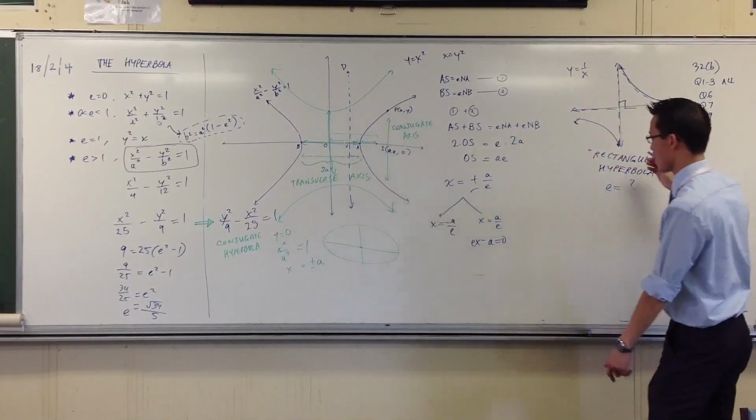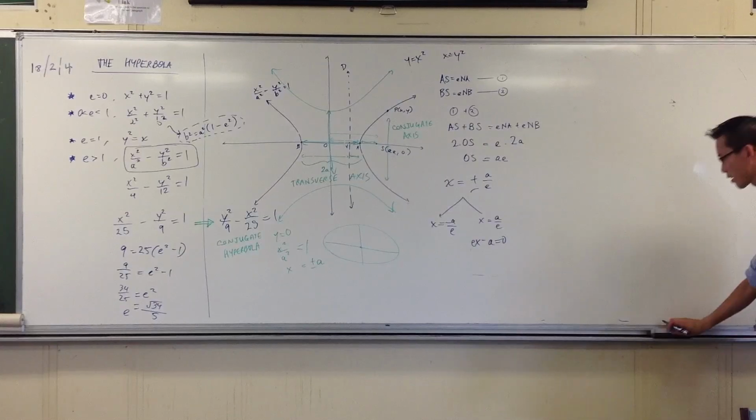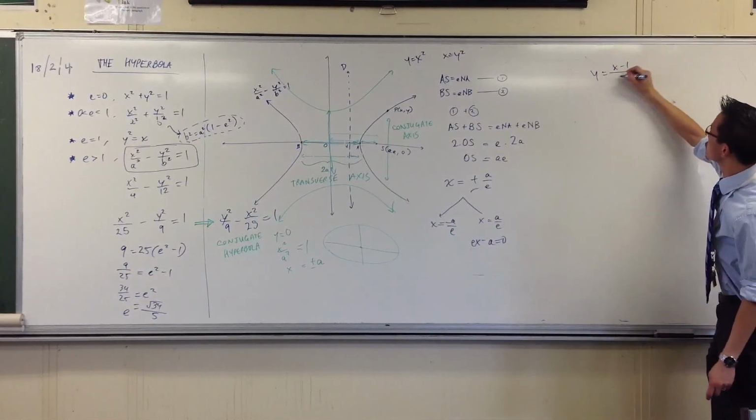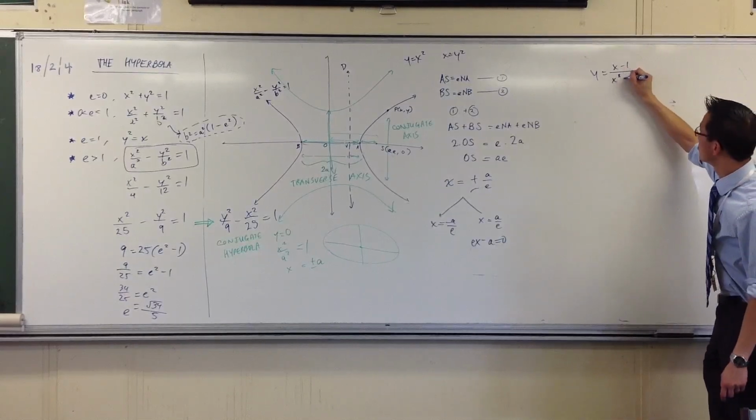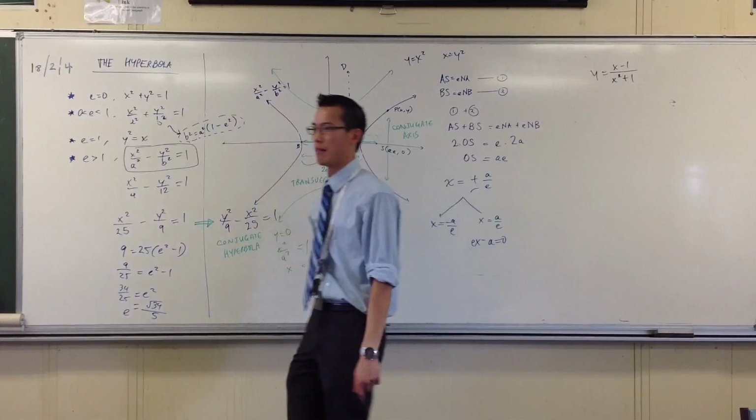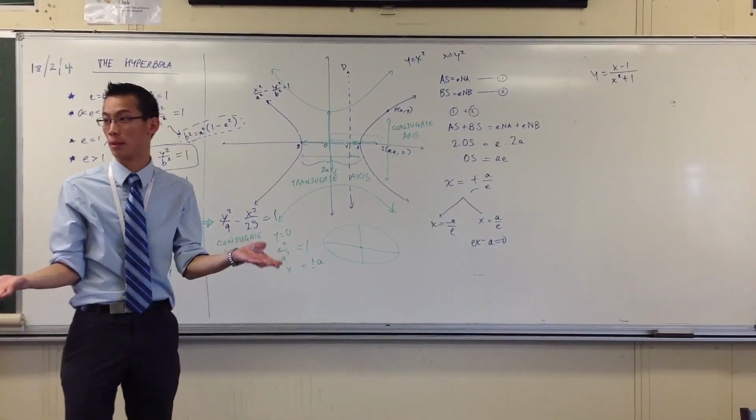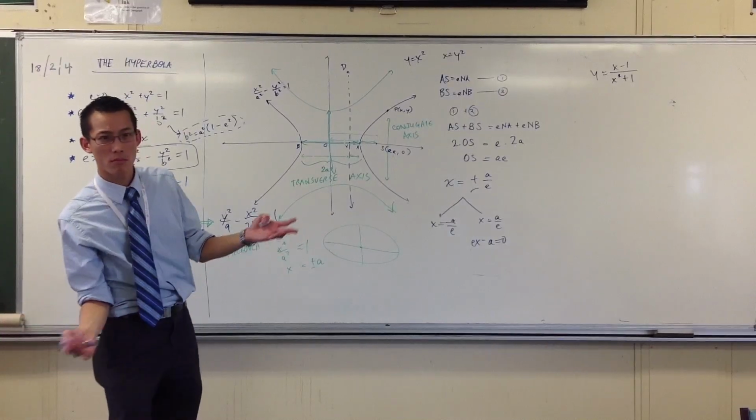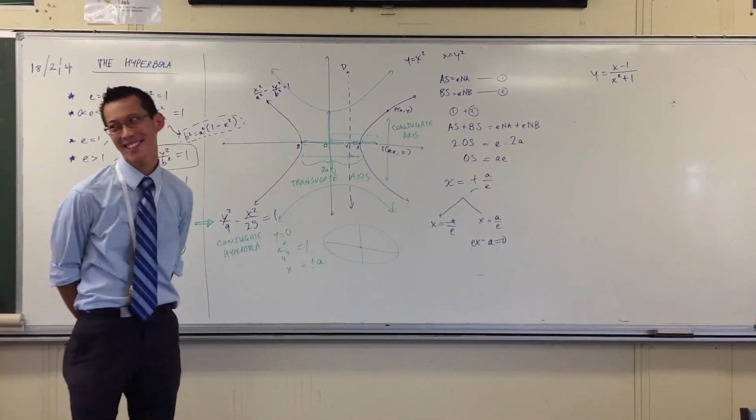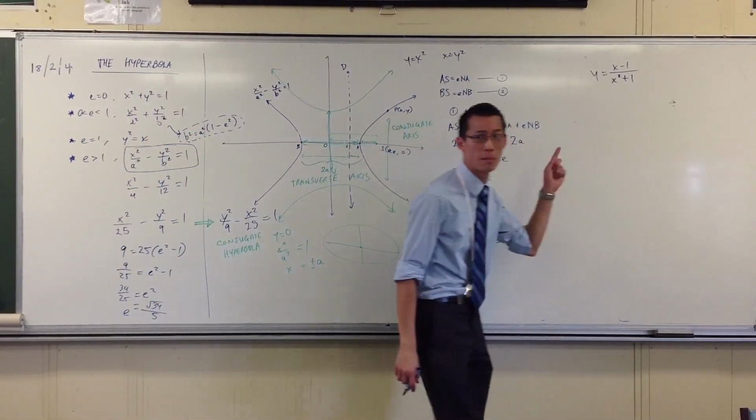If I gave you some random rational function, something like this, how would you go about working the asymptotes out for that, whether they're horizontal or oblique? Well, first question, are they horizontal or oblique? It's not a trick question. Okay, they're horizontal. We'll spend more time on this later.